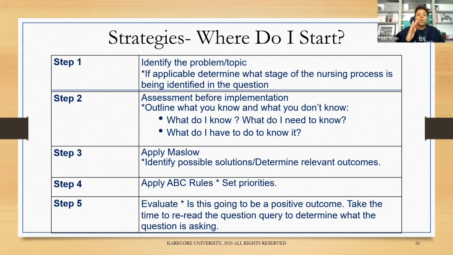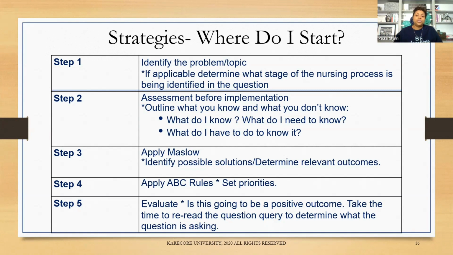Step 1, identify the problem. Decide if the question is in the assessment, diagnosis, planning, implementation, or evaluation phase of care. You want to figure out which part of care it is after you read the assessment. Then read each question carefully from the first word to the last. Don't skim over the words or read them too quickly. That's very important for step number 1.